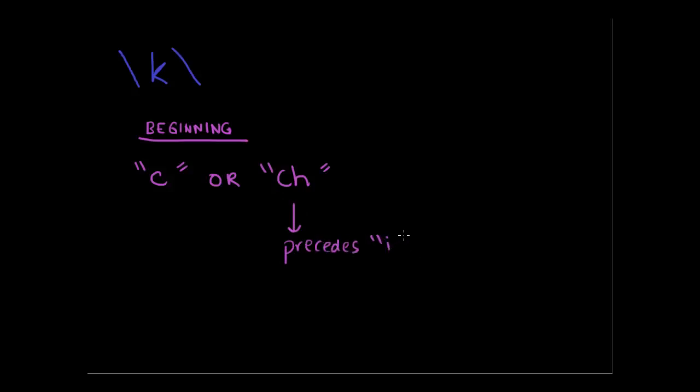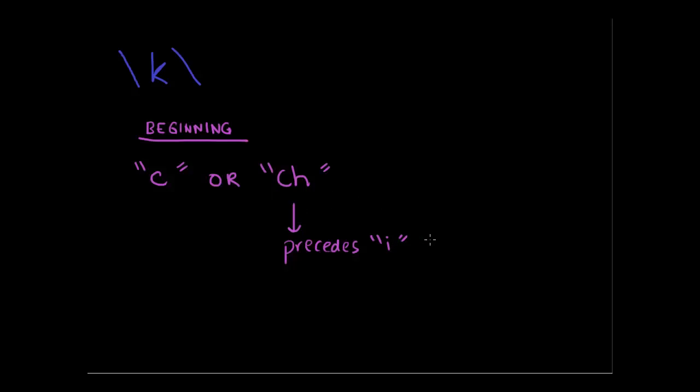Now, we know that both I and E make the C soft. So we know that we can't have the I right after the C for the k sound, because then the C would be a soft C. It would make the s sound. So that's why we use CH.